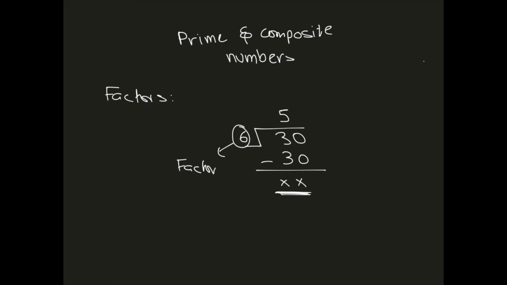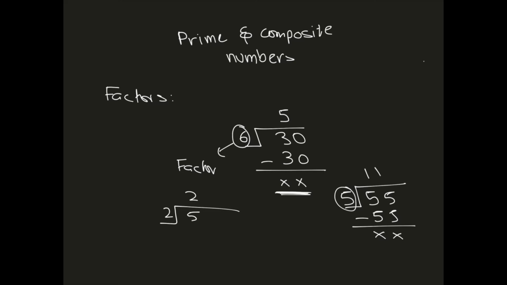Let's look at another example. For example, we have 55, right? If we divide 55 by 5, then 11 times 5 is 55, so we don't have a remainder. So 5 is again a factor of 55. But if we divide, for example, 5 by 2, then 2 times 2 is 4, and we have a remainder. So 2 is not a factor of 5 because it's not exactly dividing it. We have a remainder, so it cannot be a factor. A factor is any number that divides into another number without leaving a remainder.